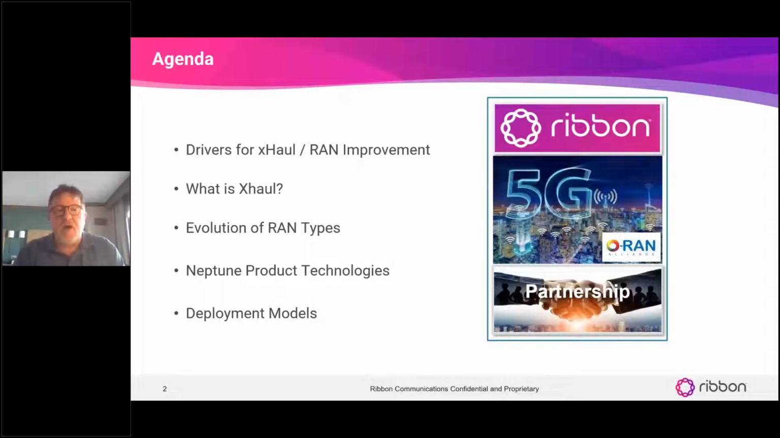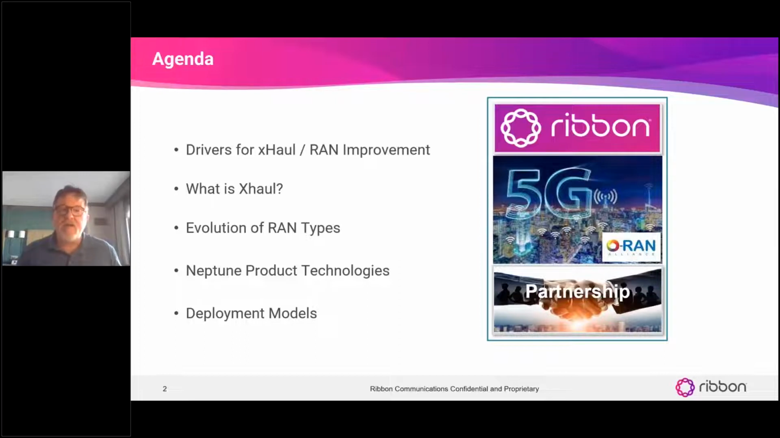So first, we're going to talk about why is this changing at all? Why is there a change in architecture? Why do we have to adjust how we are moving data from cell towers back to the backbone and to the switching centers? That architecture is changing, and so we're going to look at the reasons behind that.